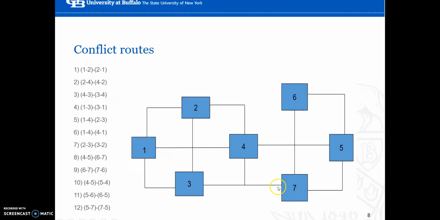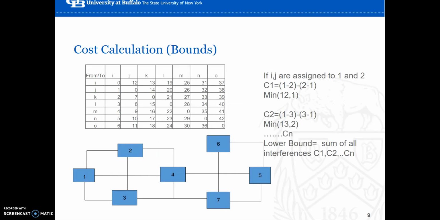The sum of all these conflict points, the sum of all these interferences, is calculated to be the lower bound. And the upper bound is going to be any feasible solution. And the feasible solution is going to give us a list of facilities that are going to be assignments to these corresponding locations.